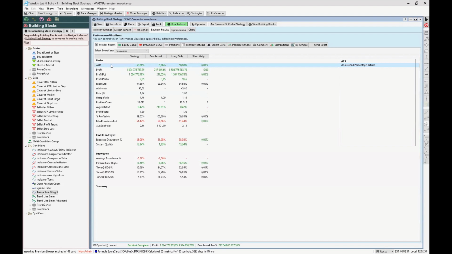Okay. So, is this real? 50%? I don't know. But let's stick to the facts. 50% annualized percentage return. This is a simple end of day trading system. But is this now real or is it fake?